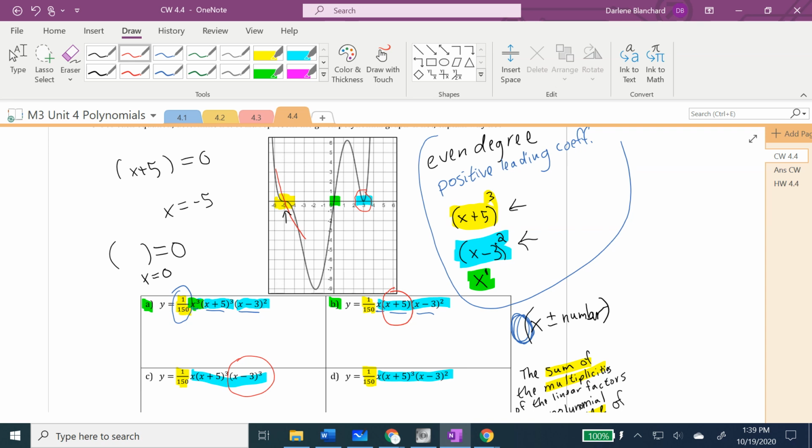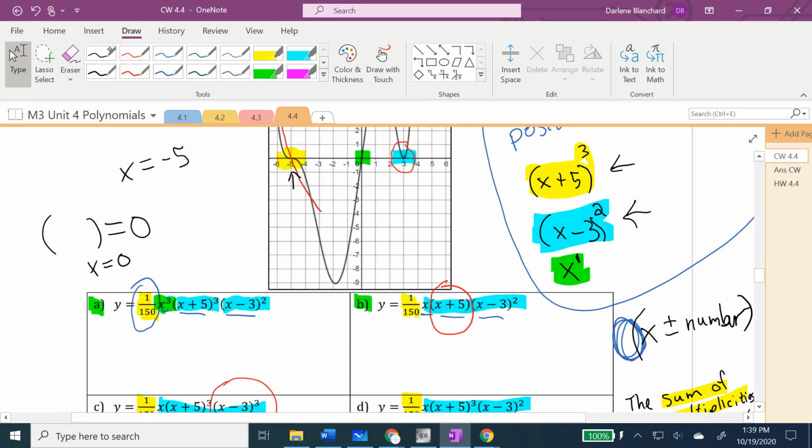And I want to also point out to you, for letter A, what is the degree of the letter A polynomial? And this is going to help you if you stop and do this right now. What is the degree of that polynomial? Correct. Just add up those exponents. 3 plus 3 plus 2. So that one is showing an even degree.